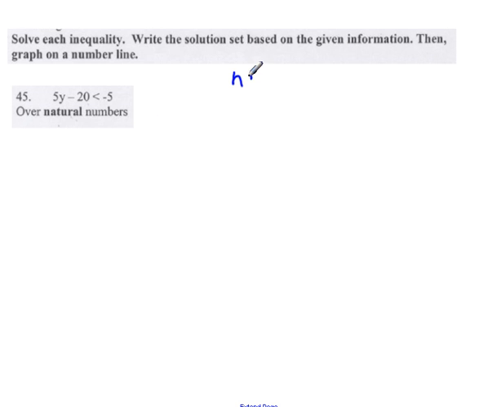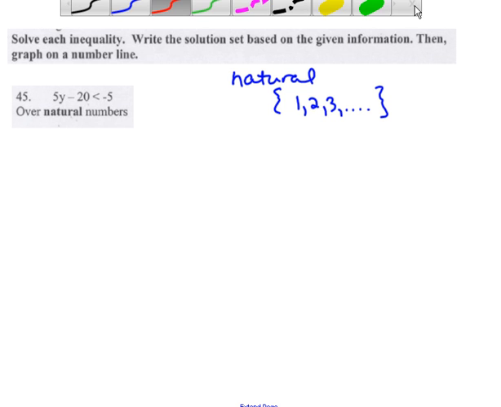Natural numbers. The first thing you need to remember is that natural numbers are the set of the counting numbers, 1, 2, 3, etc. That's just a little reminder, okay? So now let's do the problem.